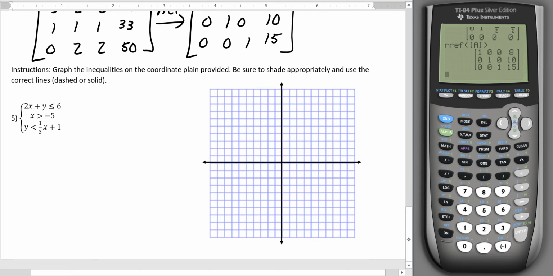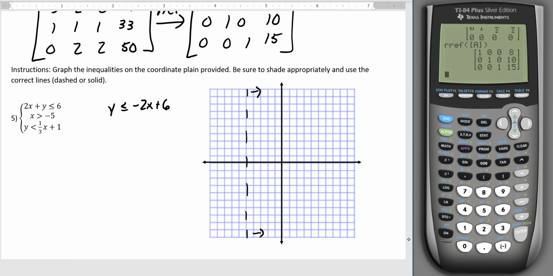Okay. Lastly, we're going to graph the inequalities. Be sure to shade appropriately. Okay, so I see right away x is greater than -5. I'm going to do that one first. Should have a dashed line. If I plug in 0, I get a true statement, so we'd be going that way of that one. 2x plus y, so I'm going to subtract 2x, so y is less than or equal to -2x plus 6.